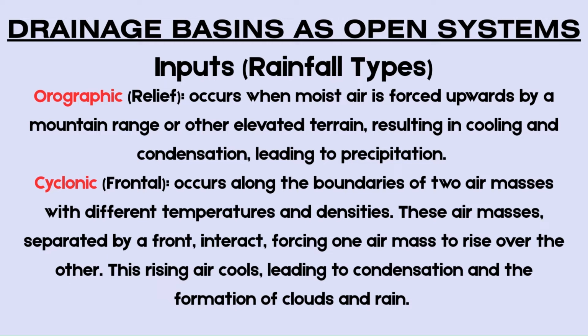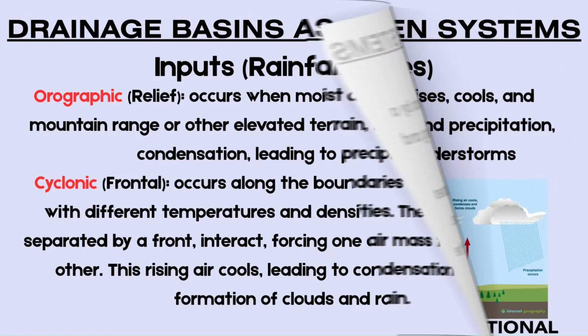Frontal rainfall occurs along the boundaries of two air masses with different temperatures and densities. These air masses, separated by a front, interact, forcing one air mass to rise over the other. This rising air cools, leading to condensation and the formation of clouds and rain.